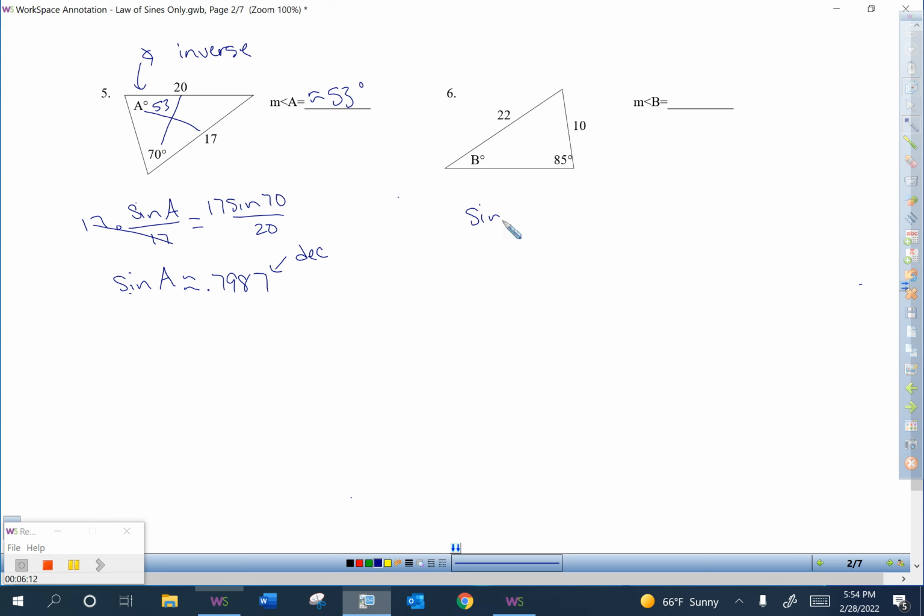You should have had it set up sine of B over 10 equals sine of 85 over 22. If you had these flipped around, as long as you had them flipped around on both sides, that works too, just with cross multiply. But then we got sine B is about 0.4528. Again, decimals are good news. We're doing the inverse sine of that to get our angle of about 26.9 degrees. Okay, and if you check that, we expected to have a smaller angle than 85 since 10 was smaller than our 22. It all works out.